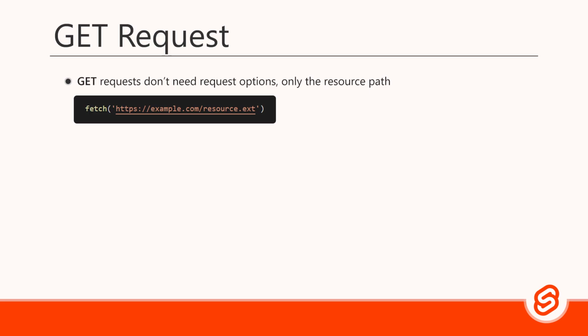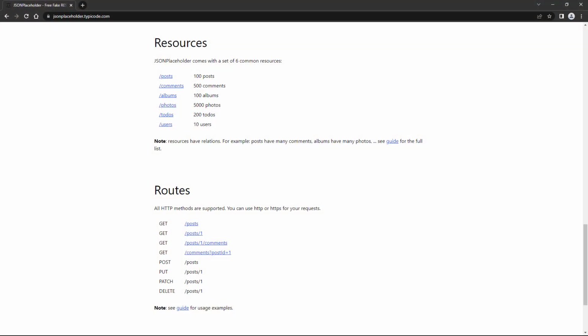All right, let's get started with the easiest HTTP request we can send, a GET request. When we want to get data with Fetch, we only need to specify the resource URL. We don't need the request options, because an existing resource already has its data and data type defined. If we go to the JSONPlaceholder website and scroll down to resources, we can see the routes we're allowed to access. We want to retrieve the content of all the posts, so we can copy this URL.